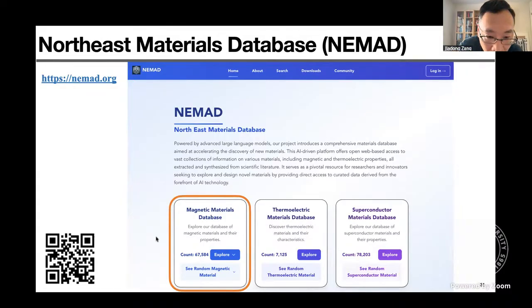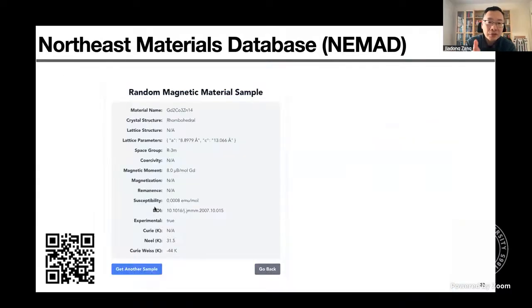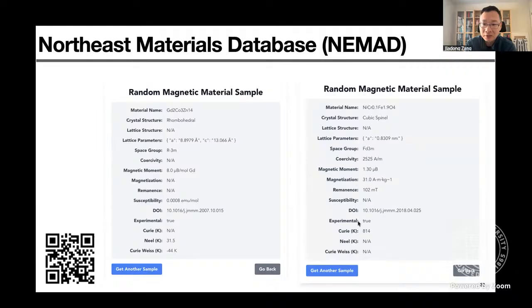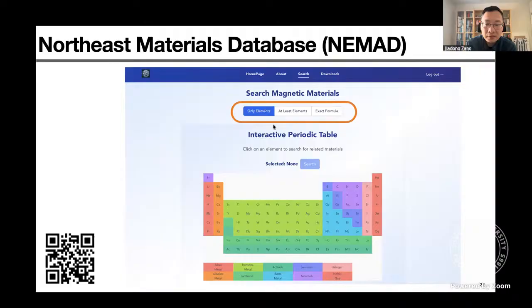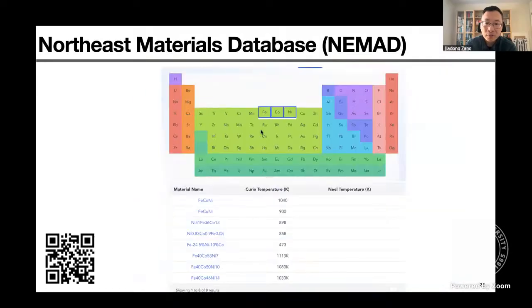And there is a button here called the random magnetic material, and you can click it, and it will randomly give you a magnetic material and its information. So this is the one click, and if you click again, you'll probably get another one. And here you can explore and search the compounds that you're interested in terms of the elements involved. For example, we want the materials with iron, cobalt, and nickel. And there are some eight compounds reported.